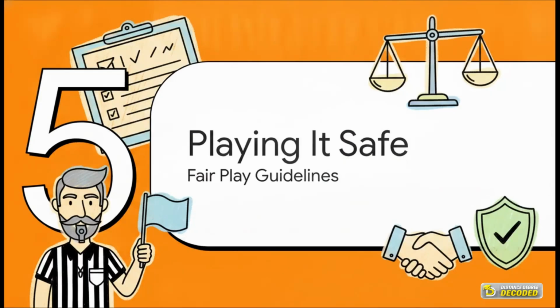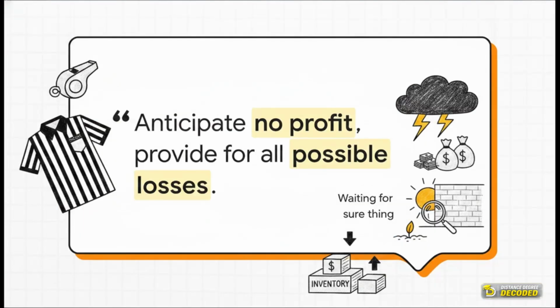Finally, Section 5, Playing it safe. These are the fair play guidelines. As we reach our last act in decoding this language, we really need to understand the philosophy of the accountant. Think of them as a very wise, very cautious referee. There is a golden rule in accounting: anticipate no profit, provide for all possible losses. This is the Conservatism Concept, sometimes called prudence, and it strictly warns us never to overstate our success.